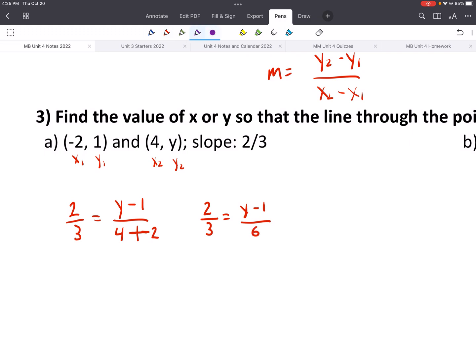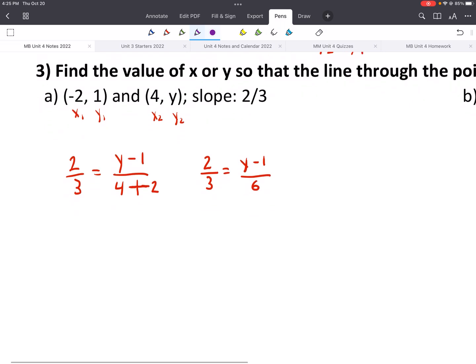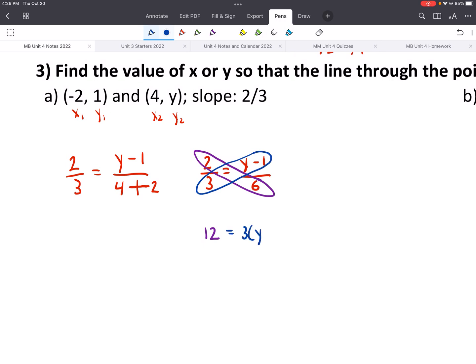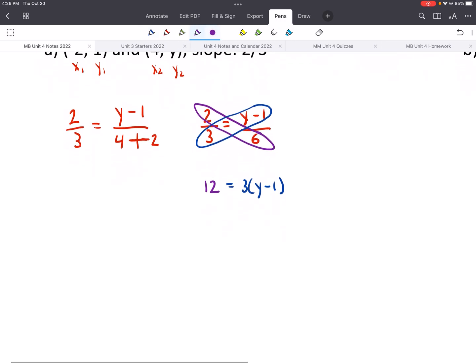Okay, and now you have done these types of problems before. We did this in our last unit when we did proportions. These are basically two ratios that are set equal to each other, and we can solve. So cross multiply, 2 times 6 is 12, and then we'll multiply 3 times y minus 1. And we'll need to use the distributive property. I know some of you are just doing it as you go, and that's fine, but I'm just writing it here just to make it more clear.